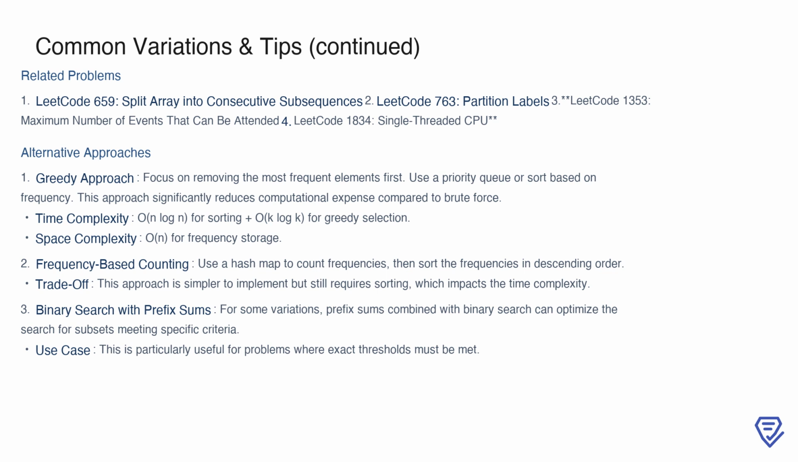Another option is frequency-based counting, where you use a hash map to count frequencies and then sort them in descending order. While simpler to implement, this still involves sorting, which affects the overall time complexity. For more advanced variations, binary search with prefix sums can be effective. This is especially useful when exact thresholds need to be met, as it optimizes the search process. Each of these approaches offers different trade-offs, so selecting the right one depends on the problem constraints and requirements.